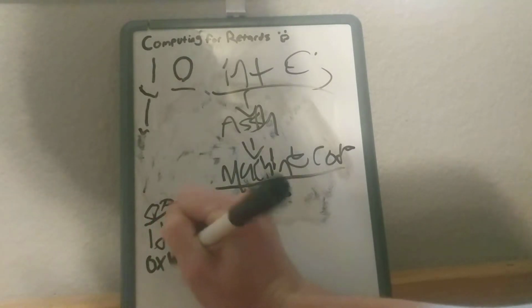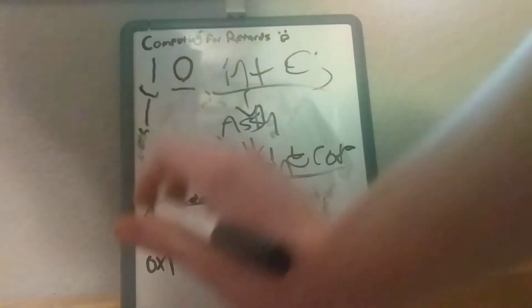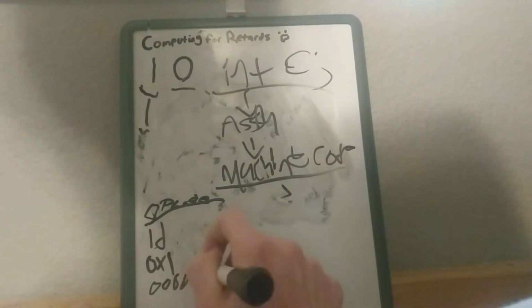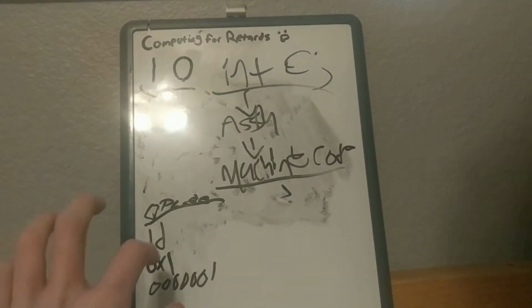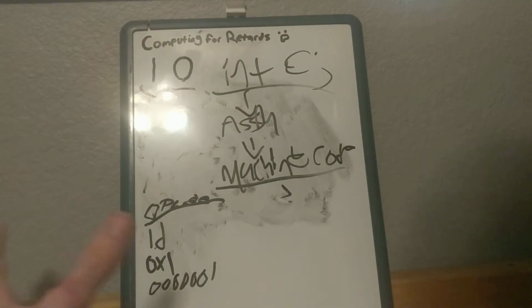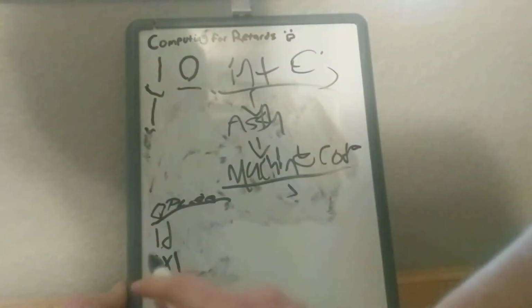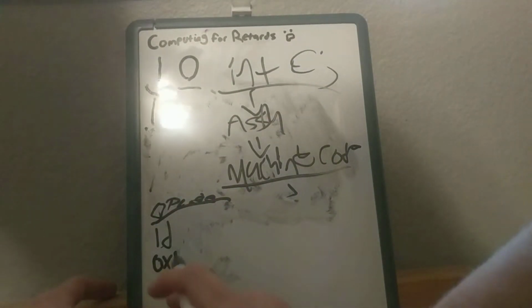This is hex, but in binary, it's just 0, 0, 0, 0, 0, 0, 1. So hex is pretty easy. I'm going to deal with hex numbers from 1 to 9, so it's easier for you, because hex gets kind of screwy after 9. But yeah, so we have 0x1. This is going to be our load instruction. So when the CPU runs across this instruction, 0x1, it's going to know, hey, I'm going to load it.